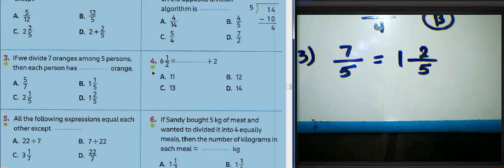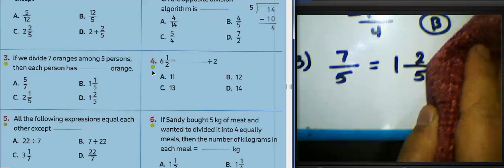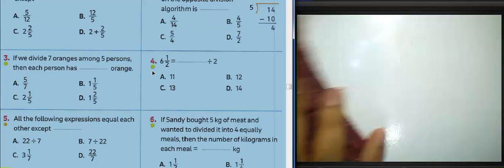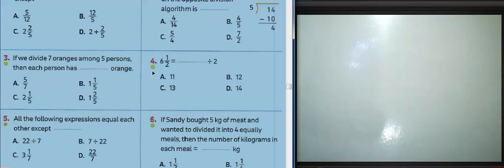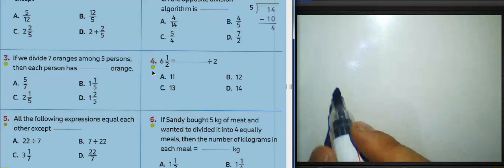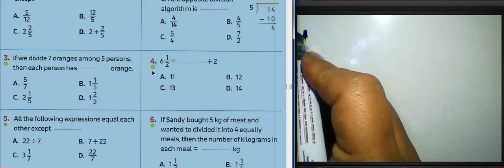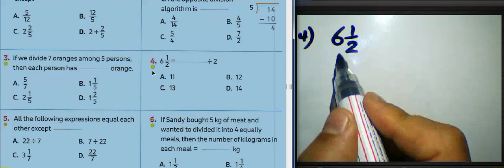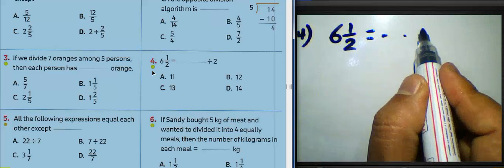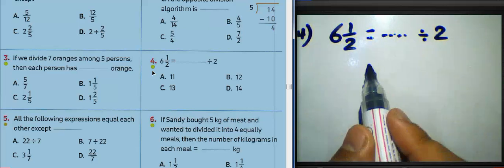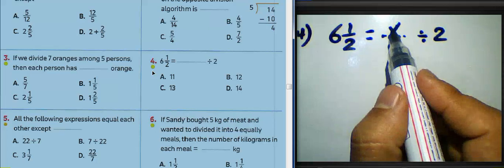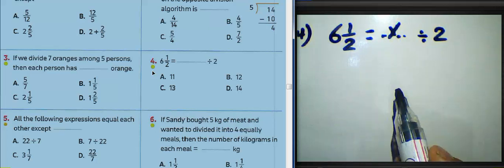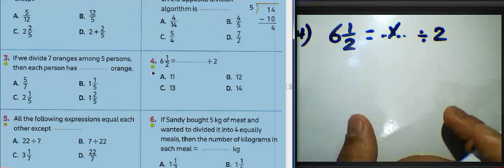Question number 4. 6 and a half equals space divided by 2. Okay. We must find the dividend. The dividend equals the divisor multiplied by the quotient. Look at here, question number 4. 6 and a half equals space divided by 2. Can you ask yourself about this unknown number? It's the dividend. The dividend equals divisor multiplied by the quotient.